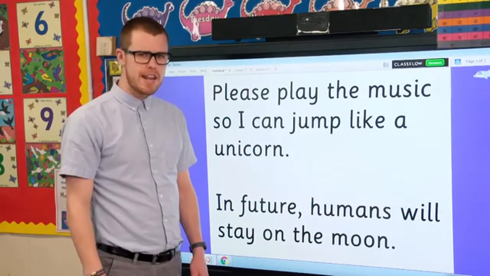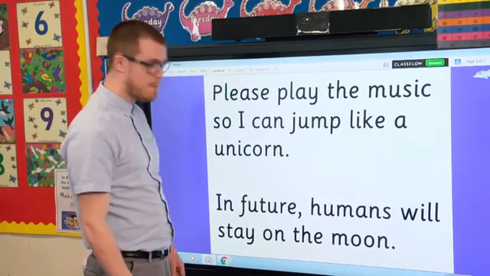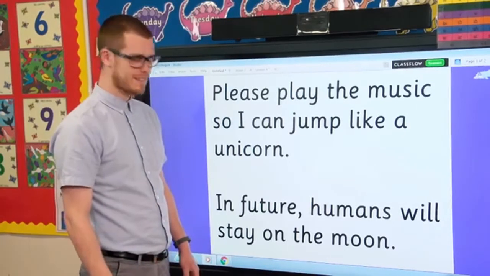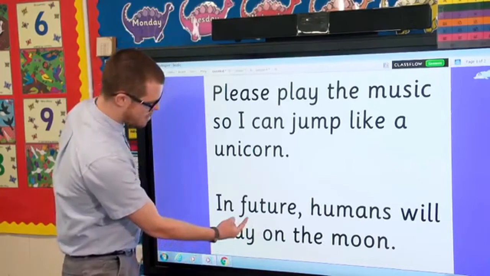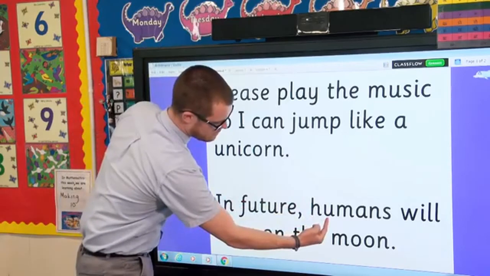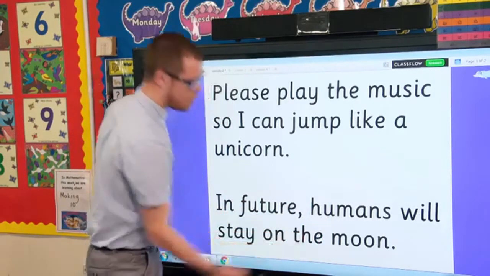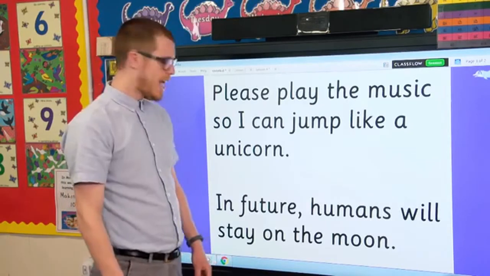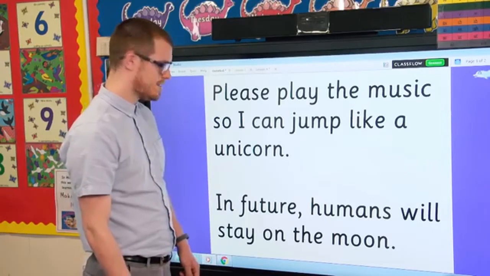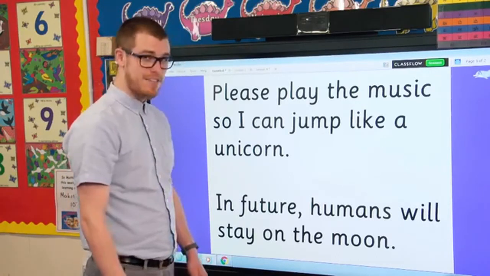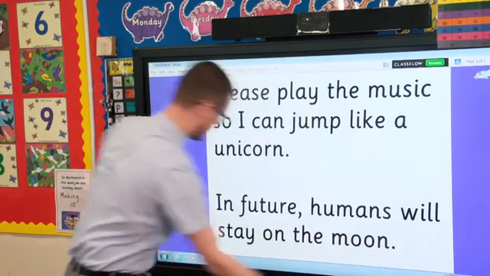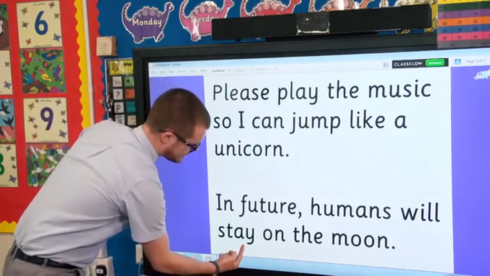Can you see any words with today's grapheme, you? That's right. This word has today's grapheme, you. And this word has today's grapheme, you. Can you see any digraphs in my sentence? That's right. This word has the digraph l. This word has the digraph a.